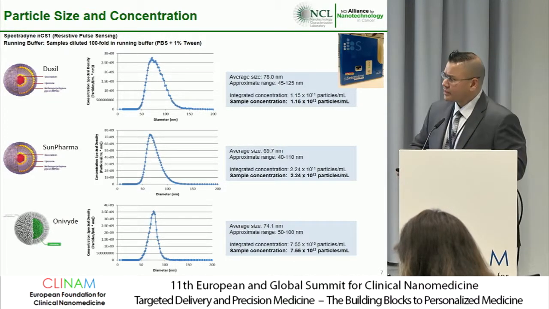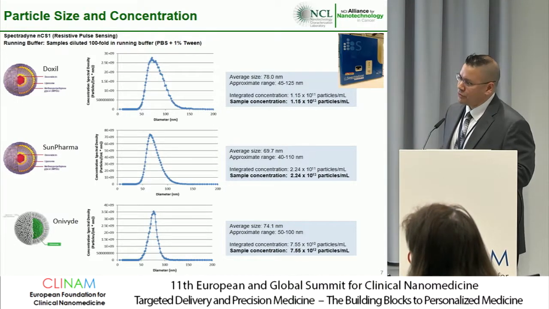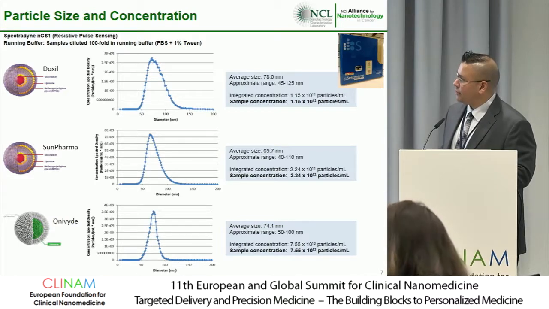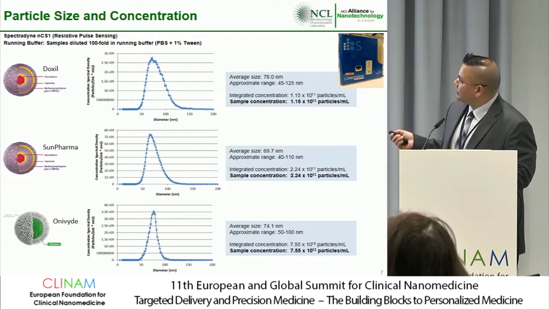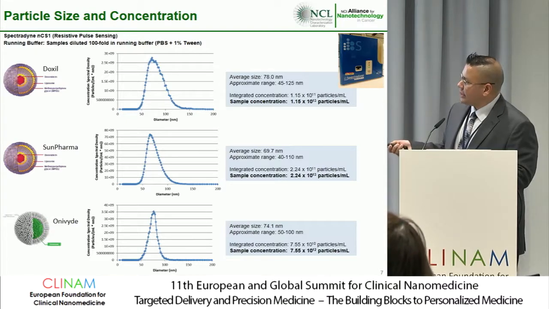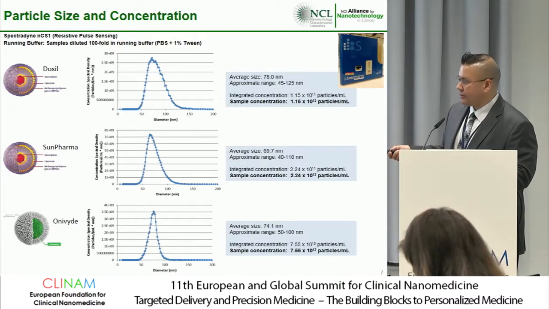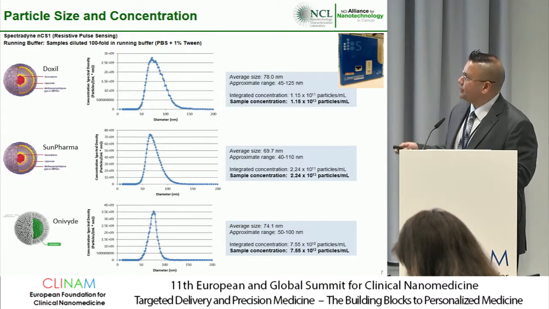So this is a technique using resistive pulse sensing, and this is Spectrodyne's instrument, where we've looked at particle size and concentration for 3 liposomal formulations. 2 are here. The first 2 are actually just liposomal doxorubicin from 2 different manufacturers, Doxo and Sun Pharma. From this, you can see basically the average size range as well as the concentration for these 2 samples. Included, we looked at irinotecan liposomes, AuNPs in this case, and you can get similar analysis for this.